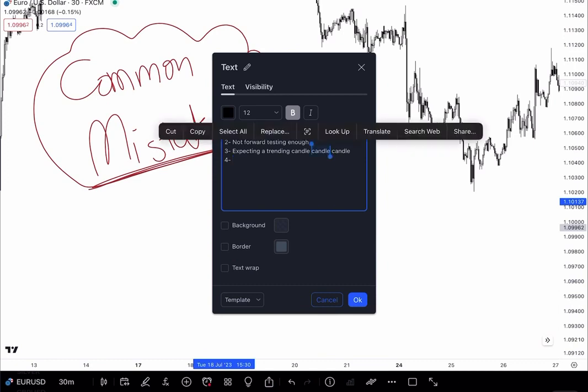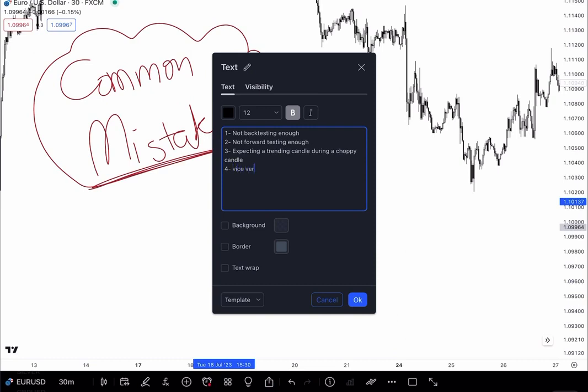Expecting a trending candle during a choppy candle, and vice versa. Number 5 is shorting every high and low. Shorting and longing random highs and lows. You must understand the concept, and rewatch this if you have to.